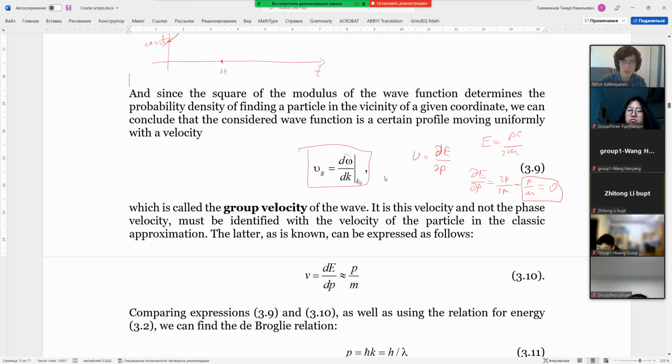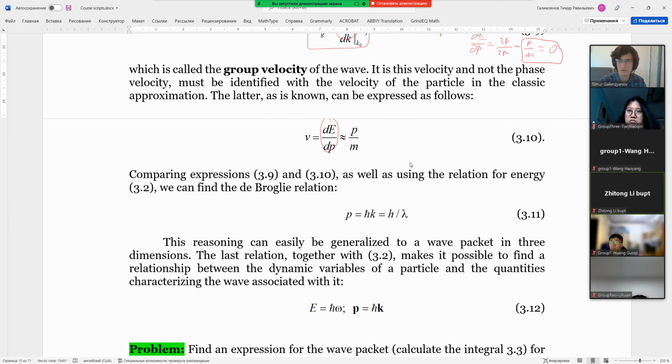And comparing this equation and this equation, we know that our assumption is E equals h bar omega. Okay, let's move it here. We find that v equals d omega by dk equals d omega by dp multiplied by h bar.